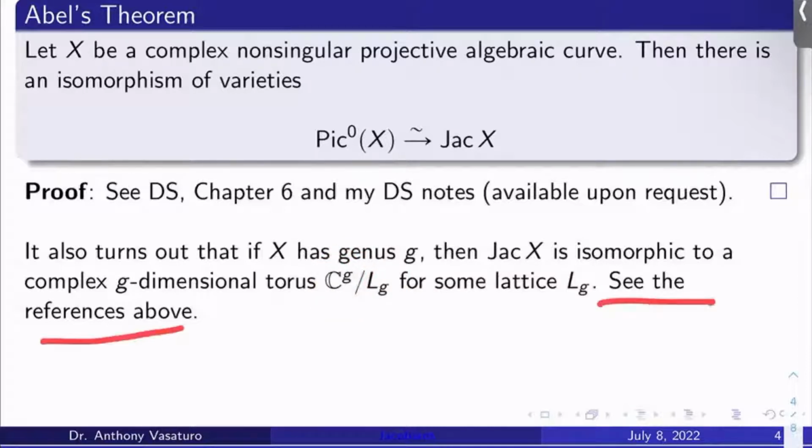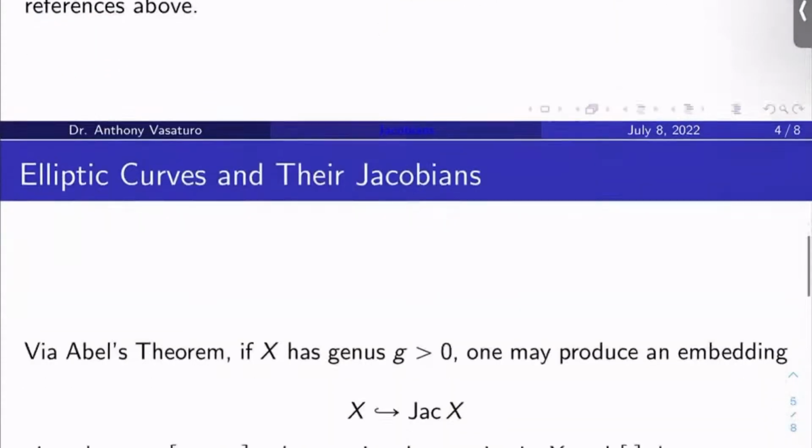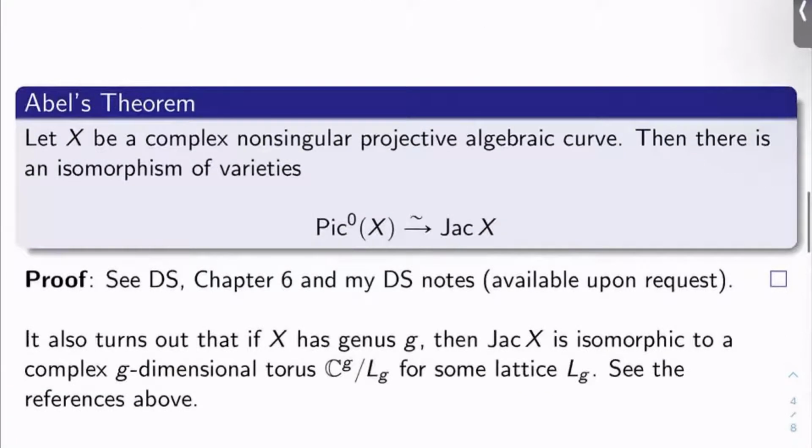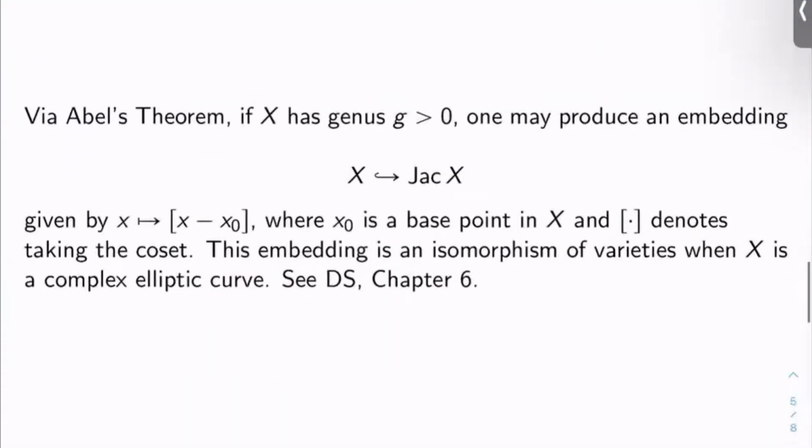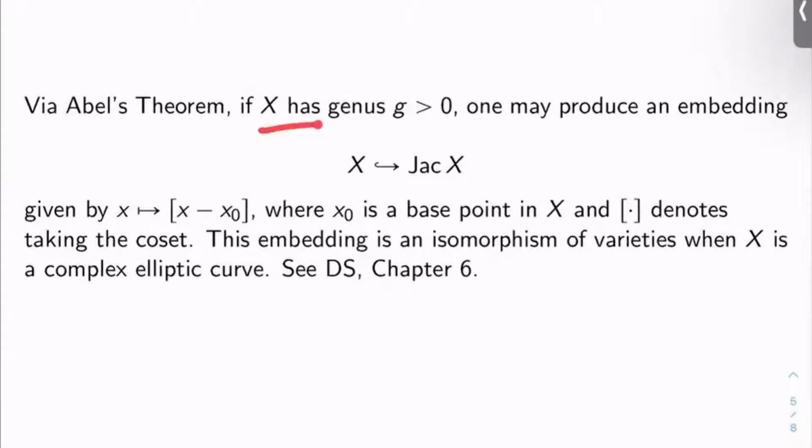Okay, and again, the references above here are going to contain the information you need for that. Okay, what happens if we apply this theory specifically to the case where X is an elliptic curve over the complex numbers? Well, if X is a curve with genus g bigger than 0, we've got our embedding from X into the Jacobian of X.